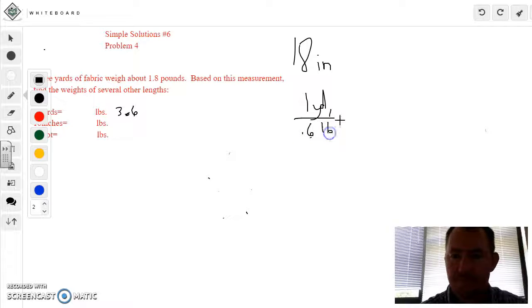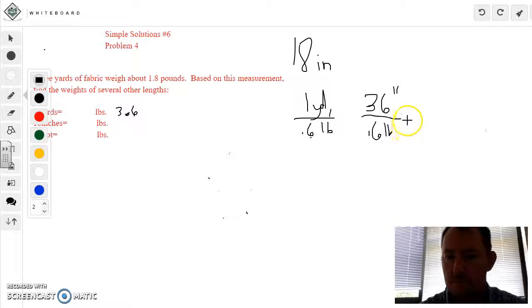Now, if we know how much a yard is, okay, hopefully you know that 1 yard is 3 feet or 36 inches. I'm going to put these little marks here for inches. And that would be in 6/10 of a pound. Alright. Computer's lagging a little bit.